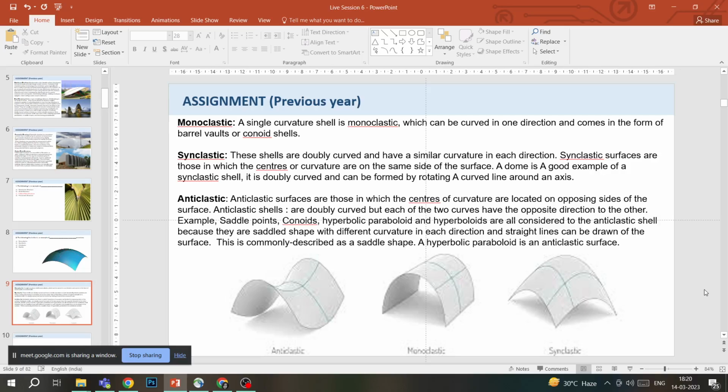Then coming to anticlastic. Anticlastic surfaces are those in which the centers of curvatures are located on opposite sides of the surface. So if you can see the image here, the first image is an anticlastic surface. So this curve that is going, the center of that curve would be in this direction.